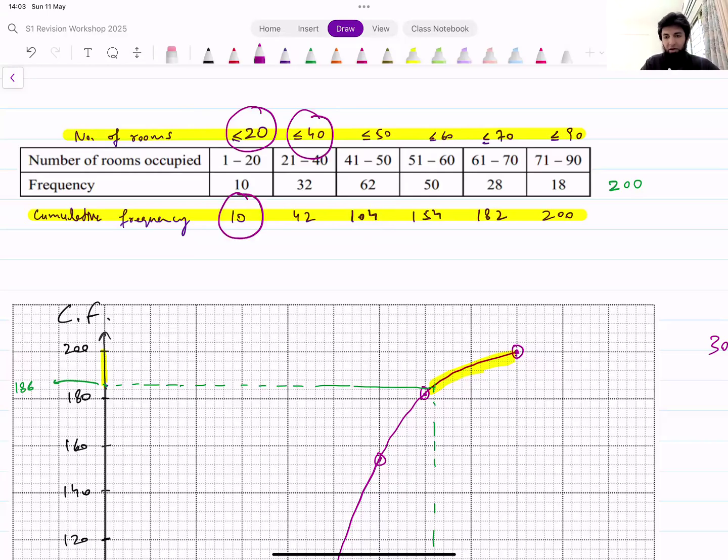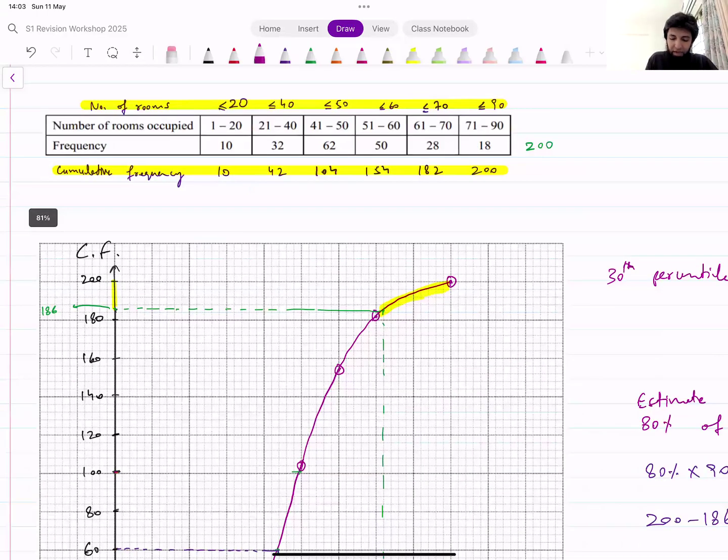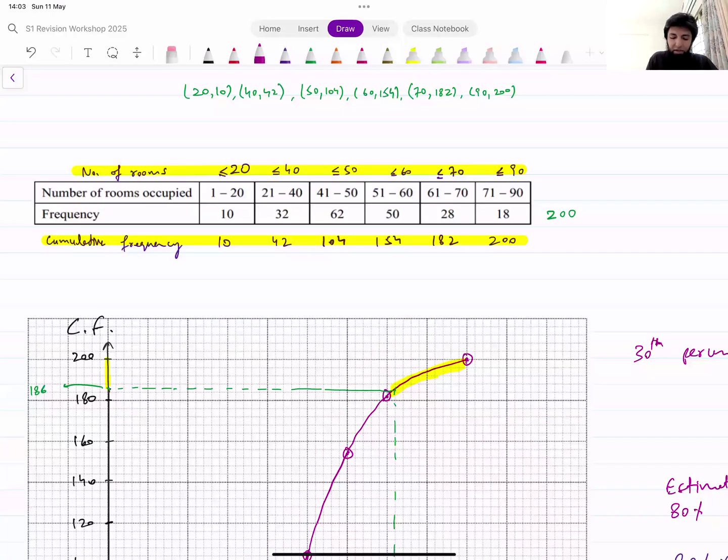It's a very common error to end up plotting midpoints on the graph. You don't plot midpoints for a cumulative frequency curve. You have to plot the upper boundary and the cumulative frequency. So 20 and 10 for the first point, and similarly 60 and 154 for this one. Upper boundary and the cumulative frequency. Plot all of those points and you would join them.